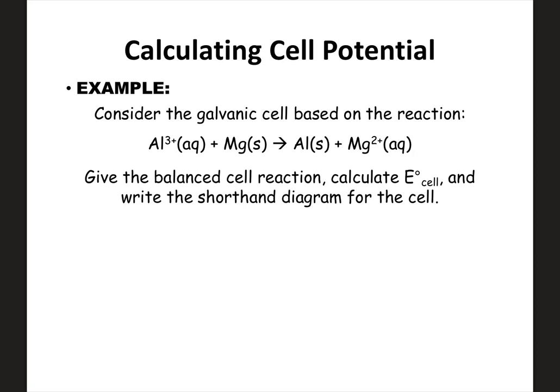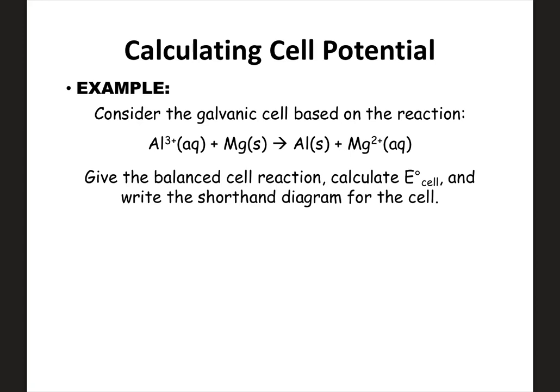Let's look at another example here. This is telling us to consider this galvanic cell based on this reaction. So we are given the reaction here. So I can use the reaction to figure out who's being oxidized and who's being reduced. I have to give the balanced cell reaction, calculate the E naught, and write that shorthand diagram or the line notation here. So first thing I'm going to do is look at the equation.